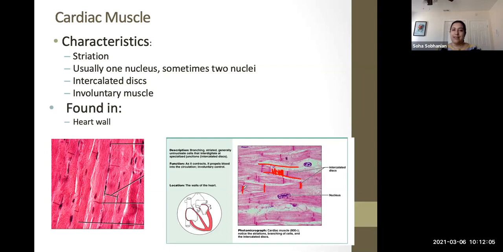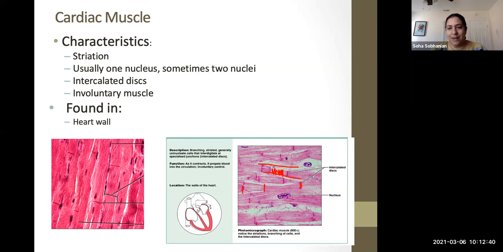As for the nucleus, these cells usually have one nucleus. So one cell, one nucleus, one dark spot inside it. However, because these cells can get kind of big, they can have up to 2 nuclei. So some of the cells have 2 nuclei. The only thing missing from the information here is the shape of the cardiac muscle cells. The way we describe the cardiac muscle cell shape is branched.